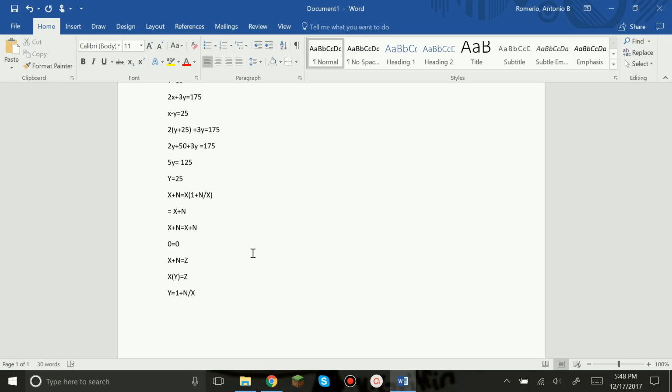Have you figured it out yet? Well, here's the answer. The z is represented by x times y, and the y is represented by 1 plus n over x. So you're using two acts of substitution. What you're saying is you have x plus n to begin with, equals z. But z can be replaced by x times y, and the y can be replaced by 1 plus n over x.